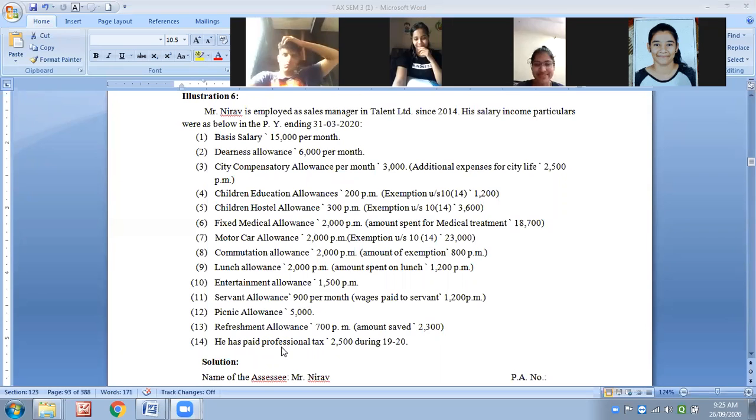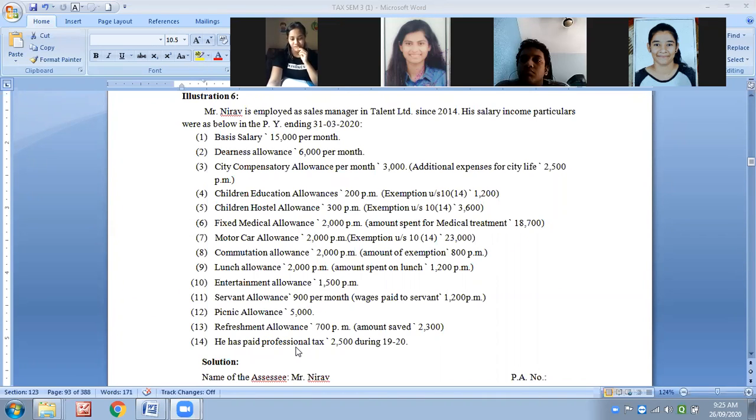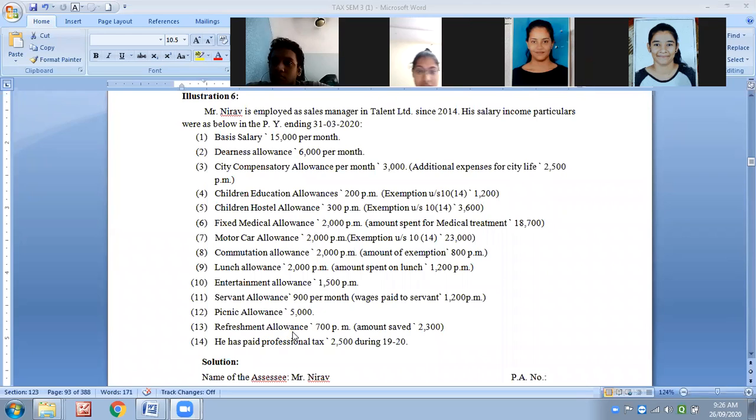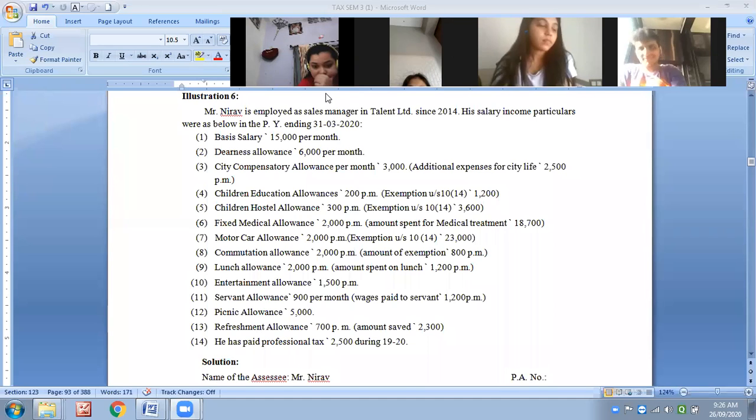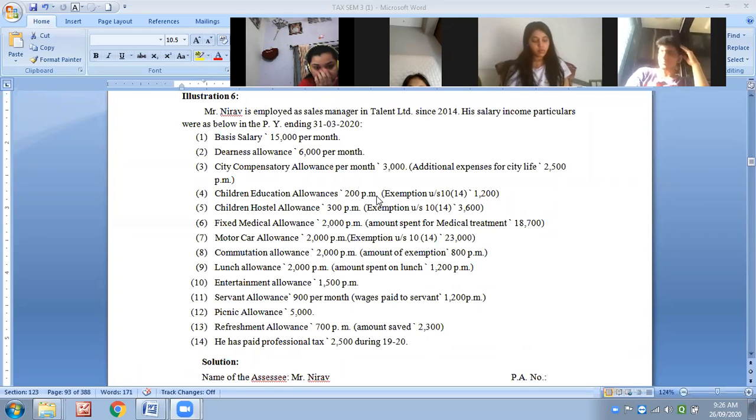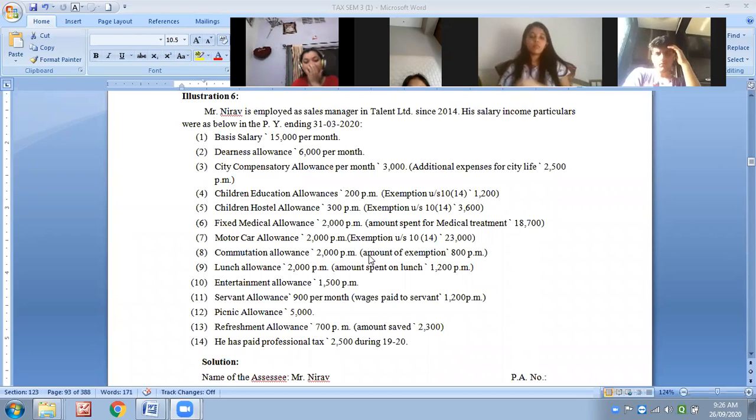Fine. So where will it come? City compensatory allowance, any allowance will be fully taxable. Now we are on the 14th and you are asking about the third one. First tell me, professional tax, where will it come? Don't worry, we are going to solve this question. Please refer section 16, subsection 3. It will come as a deduction.